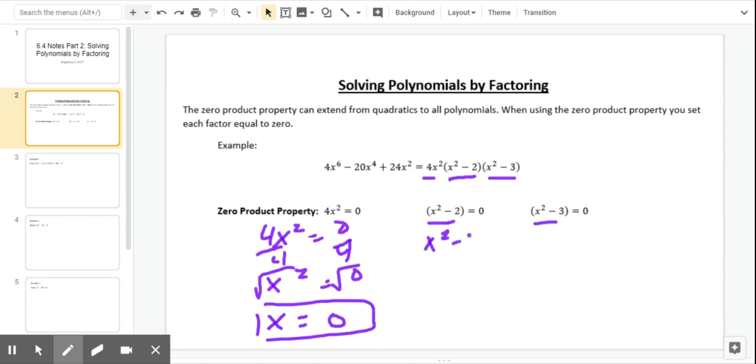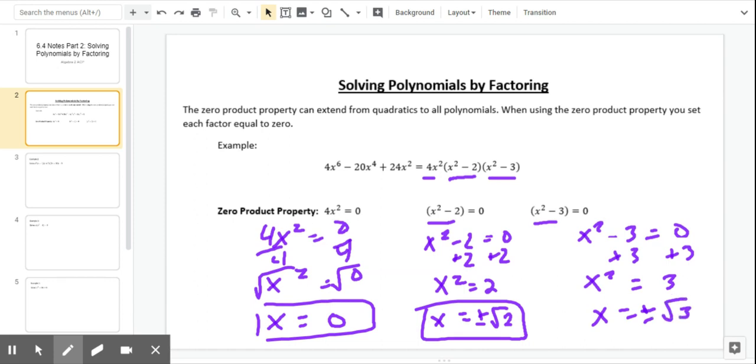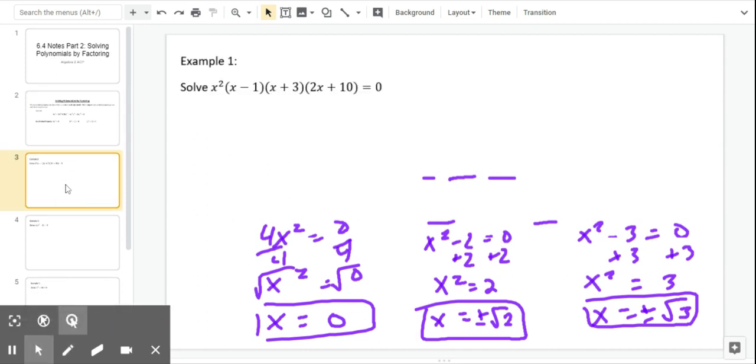Then this one, x squared minus 2 equals 0. Add 2 to both sides. X squared equals 2. Take the square root of both sides. X equals plus or minus square root of 2. This one here, x squared minus 3 equals 0. Add 3 to both sides. X squared equals 3. Take the square root of both sides. X equals plus or minus square root of 3. And that is it for that.